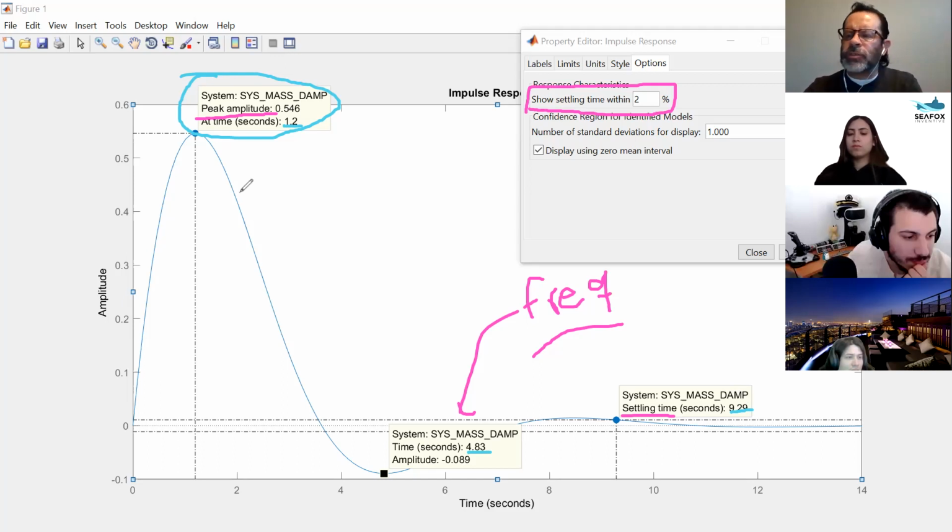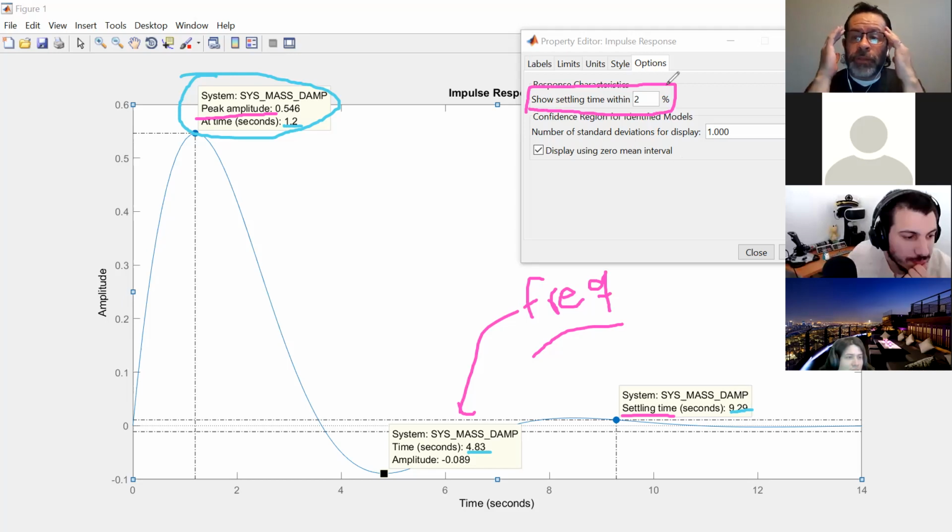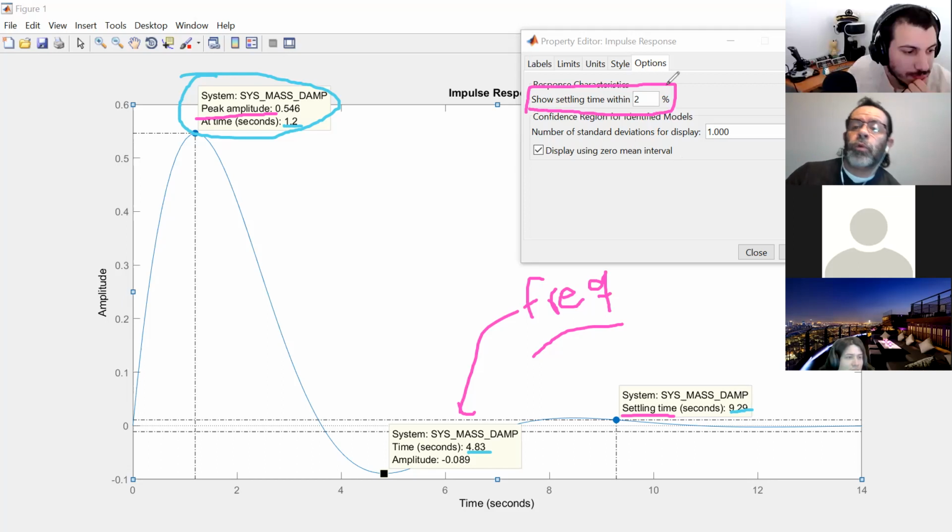Okay. Questions with this example before we move on to some other things? Nope. Okay. I'm going to close. And so the important thing here with MATLAB and these graphs is that we're going to be able to. Oh, Luis, go ahead, please.